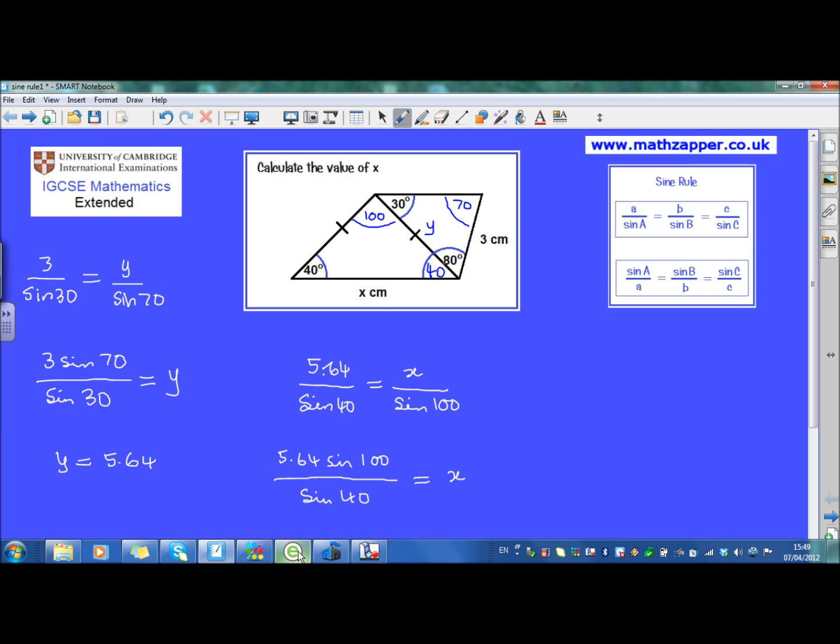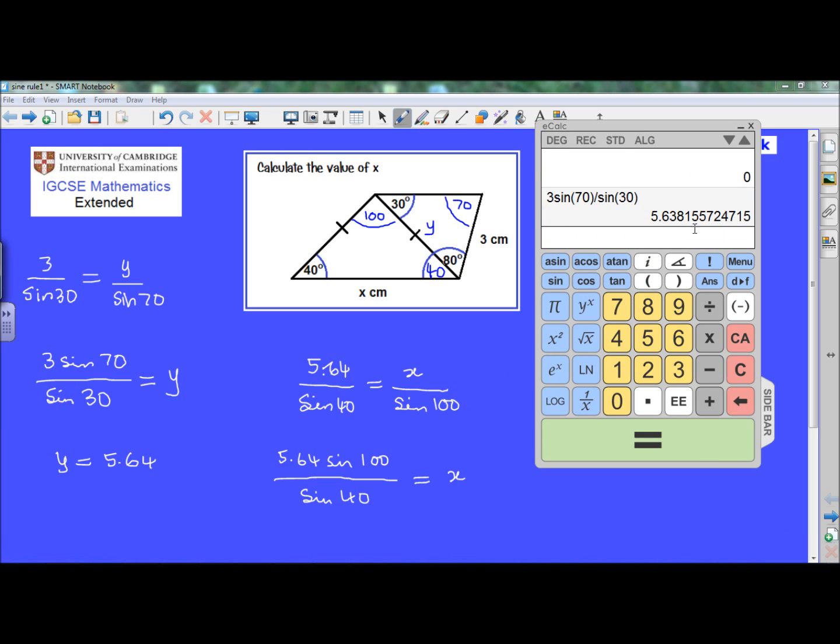So now we go back to our calculator, and remember we've got the original answer still in the display. So instead of typing in 5.64 sine 100, all we have to do is press the answer key, and that gives us the whole answer from the previous calculation, which is what we want, and then just type in sine 100 divided by sine 40 is equal to 8.6381 557 24715, and a whole string of numbers after that, because this calculator hasn't got enough space to put all the numbers.